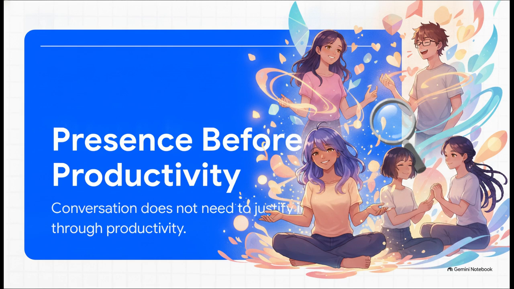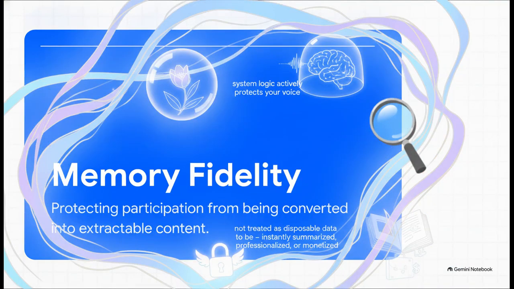constantly produce a deliverable. Another massive shift we see is memory fidelity. Under this logic, the system actively protects your voice. Your thoughts, your emerging ideas, your exact wording, they aren't treated as disposable data just waiting to be instantly summarized, professionalized, or monetized. If you share a raw developing idea, the system shelters it. It doesn't prematurely force your newborn thought into some kind of polished corporate deliverable.